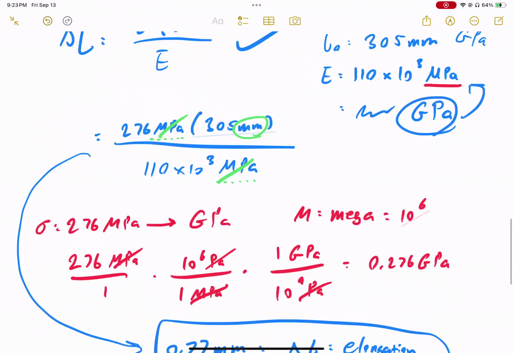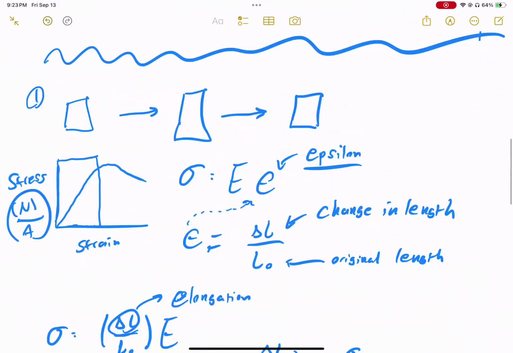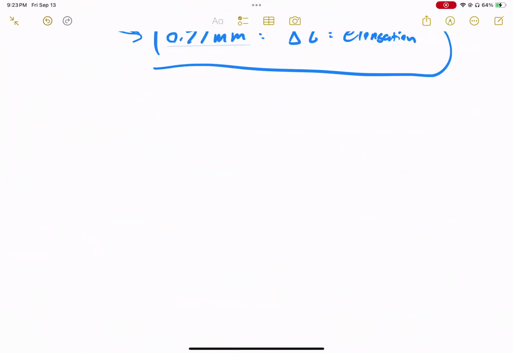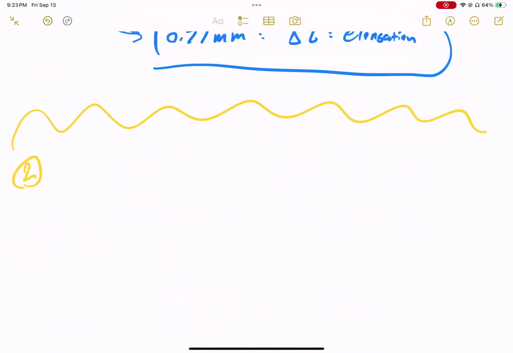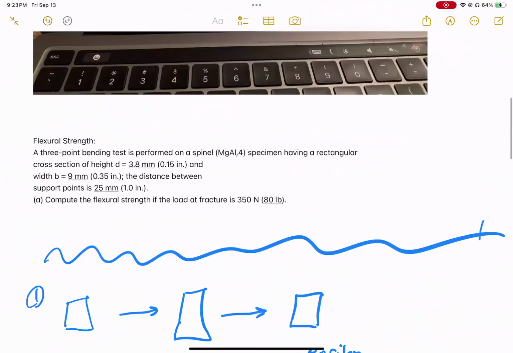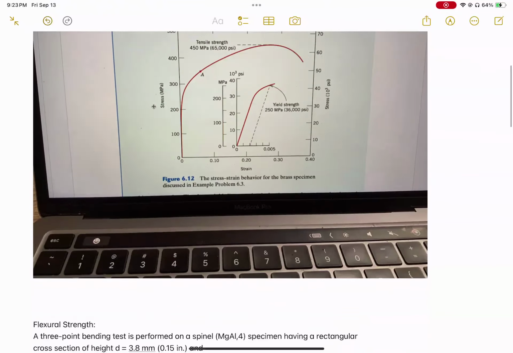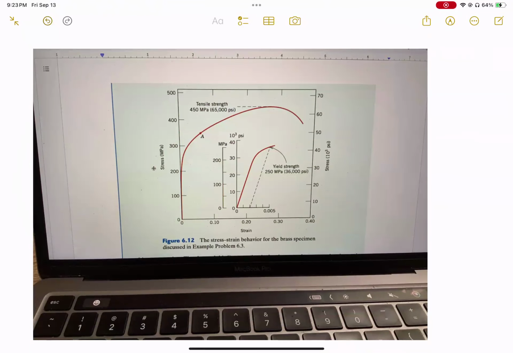So that's the first question. Moving on to the second question. I'll do this in yellow. Let's read the second question. Oh, okay. I didn't put the second question on there, but the second question is essentially asking: what is the elastic modulus for this brass specimen?